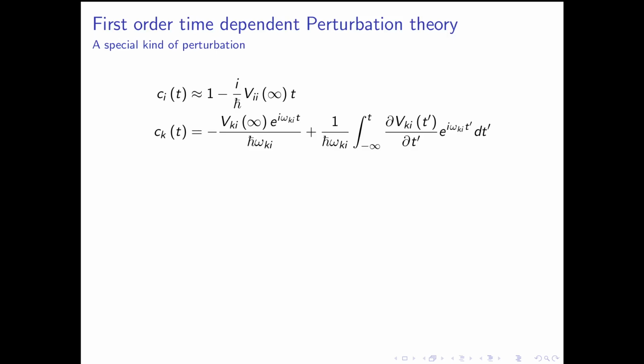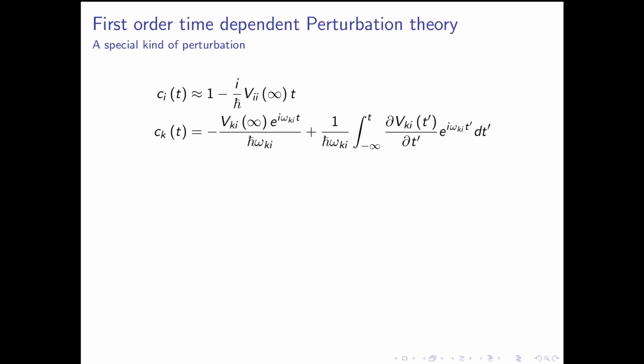It's minus Vki infinity e to the i omega ki t by h cross omega ki plus another sum which depends on the rate at which Vki changes over time. So we are in a way distinguishing between terms which depend on the value of the perturbation at large positive times, the steady value it reaches, and a term which tells you how fast or how slow the perturbation changes in between.